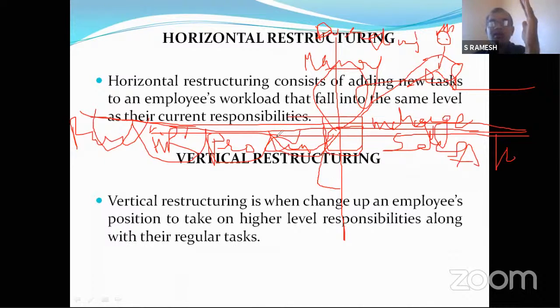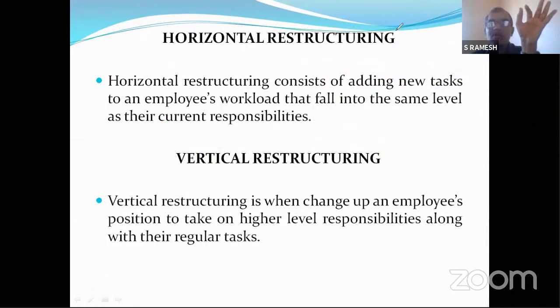Normally a higher level post will be given to him. If he is not a sincere worker, his level will be degraded in vertical restructuring. So normally you will find two kinds of restructuring: horizontal restructuring and vertical restructuring. In horizontal restructuring, the same level will be maintained. In vertical restructuring, a higher level may be given, or as the case may be, a lower level may be given to an existing employee.